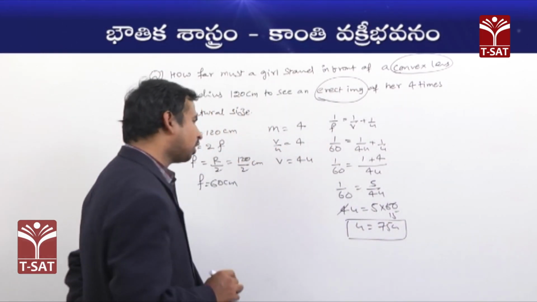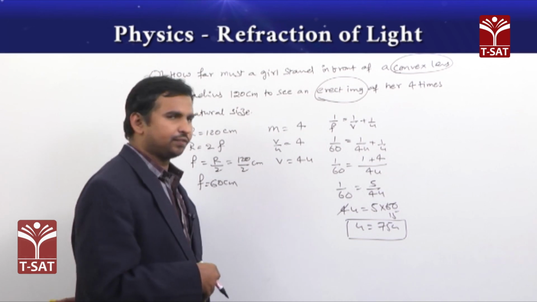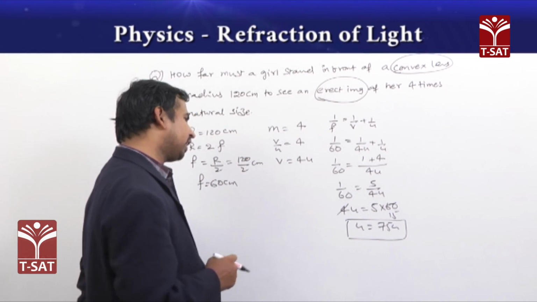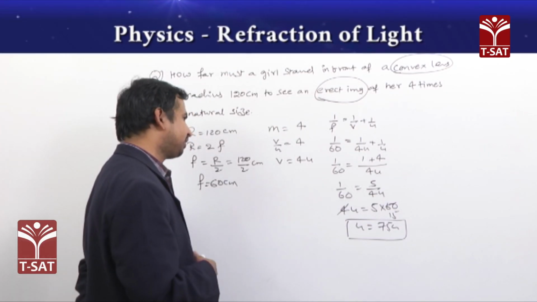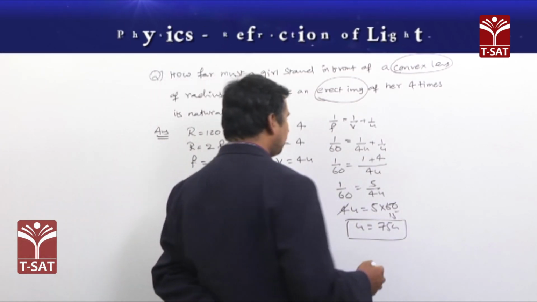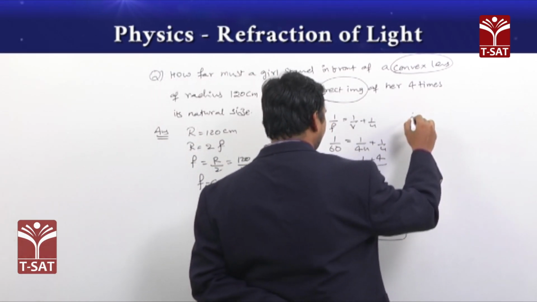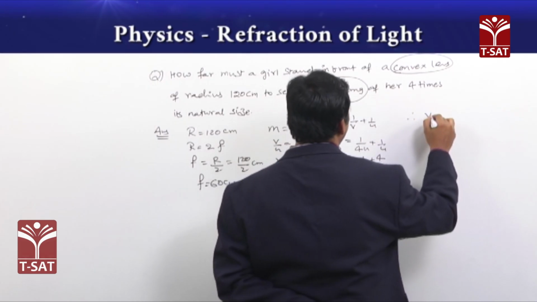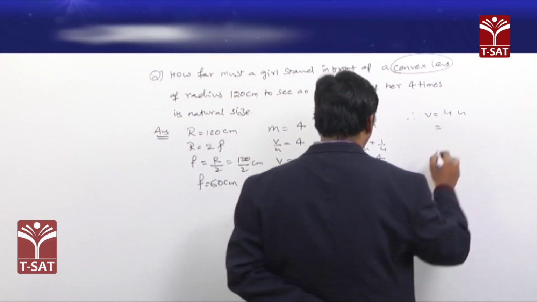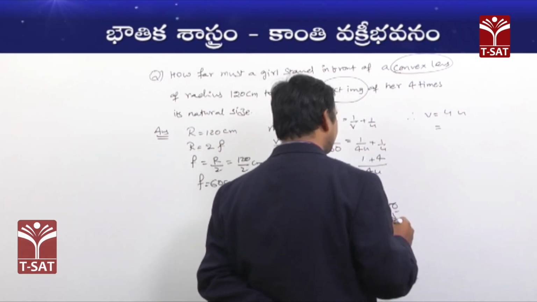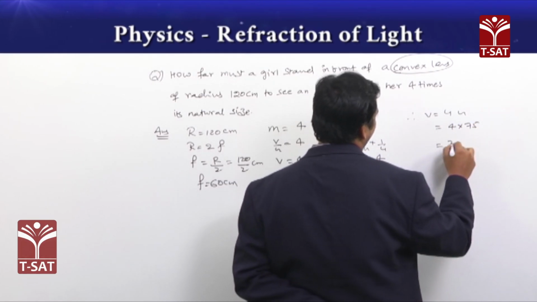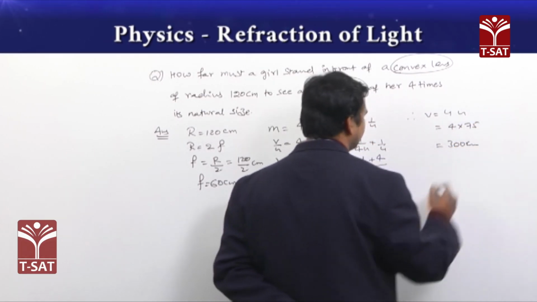Then we got the object distance, one possibility, which is 75 centimeters. So the object distance is u equal to 75 centimeters. Now, as the object distance is 75 centimeters, the image distance v is equal to 4 times u. So 4 times the object distance, which is 75, gives 300 centimeters.